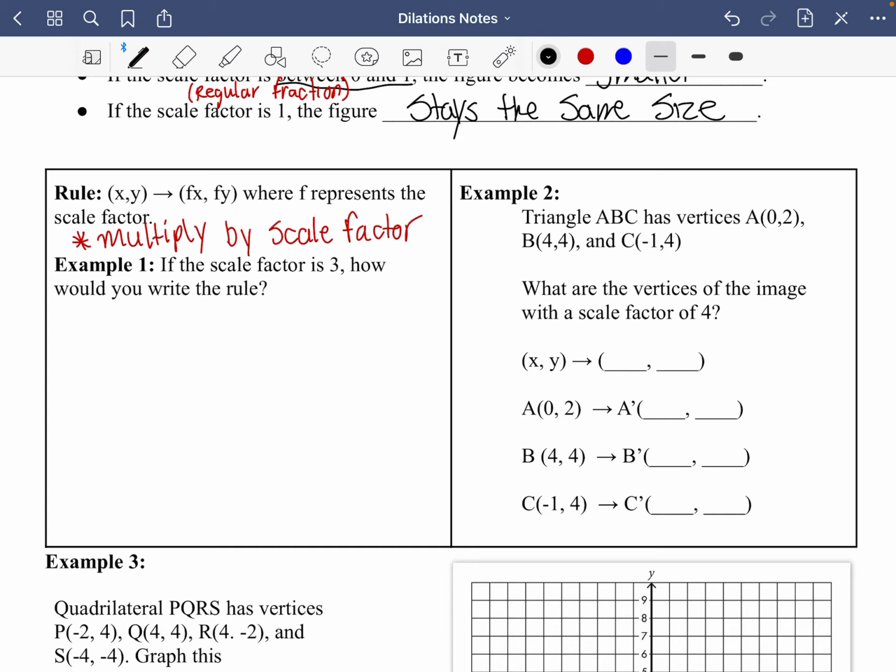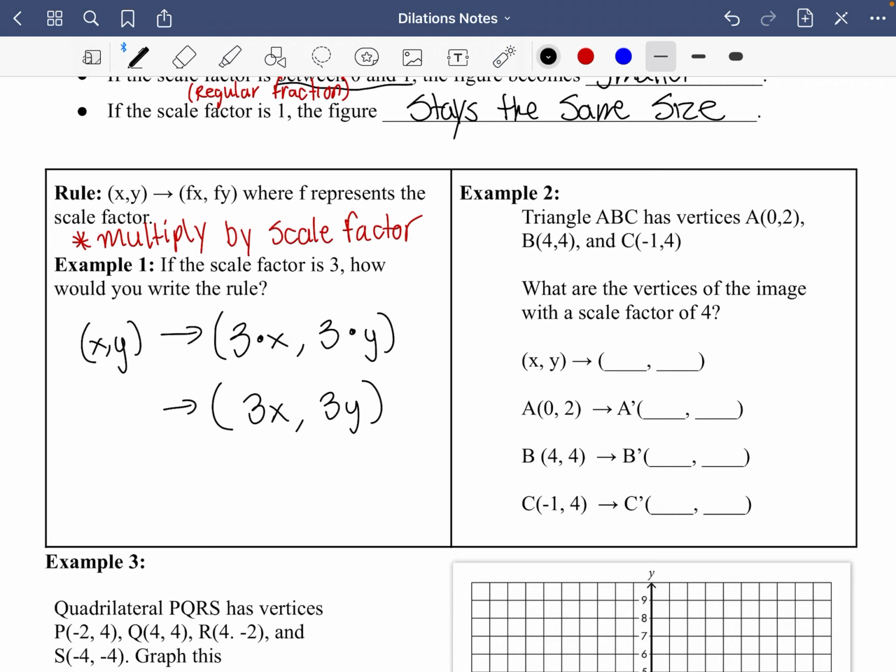For example, if the scale factor is 3, how would you write the rule? We take the original ordered pair, and to apply the scale factor, we multiply 3 by the x. We multiply that 3 by the y. You can also see it as 3x and 3y, and that's the same thing. The key thing to know is that we're going to be multiplying.